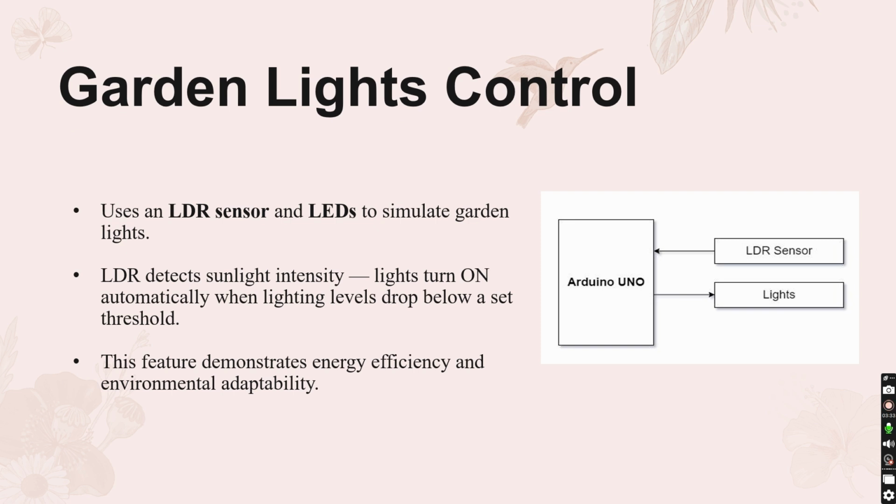Let's start with the garden lighting control. This part automates outdoor lighting using an LDR sensor. When the sunlight intensity drops below a set level, the light automatically turns on and switches off when the brightness returns. It's a simple but powerful demonstration of energy efficient automation, reducing unnecessary power consumption.